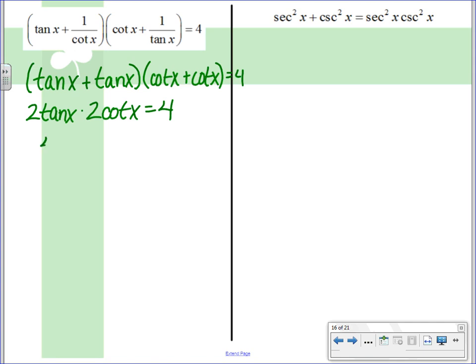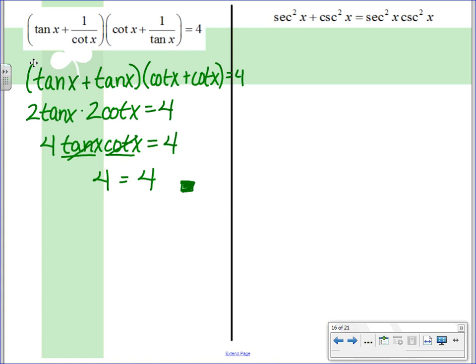2 times 2 gives me 4, and then I have tangent, cotangent. Tangent and cotangent are reciprocals of one another, so if I multiply them together, I get 1, which means they are essentially going to cancel each other on this side. And then I have 4 equals 4, make my nice little box. My identity is proved. Looking at the second one, probably going to be using Pythagorean identities here.